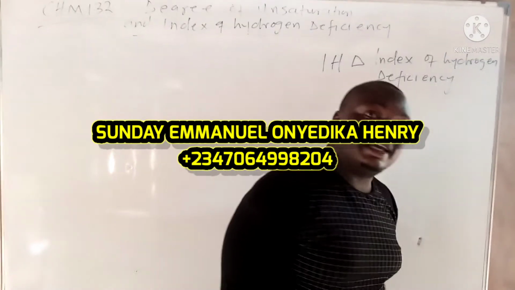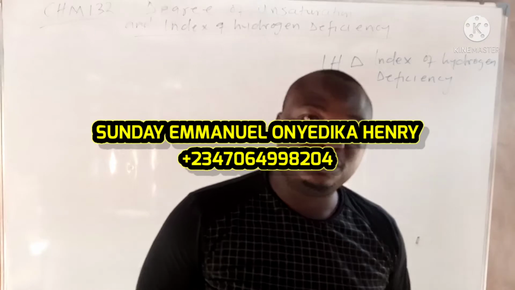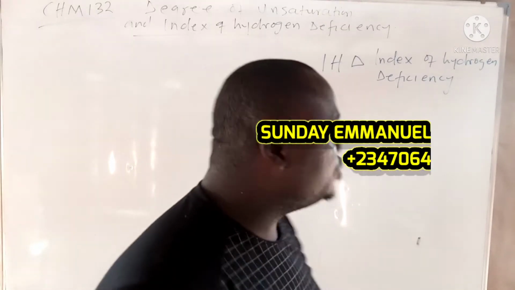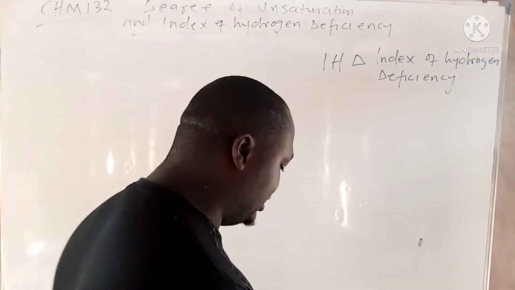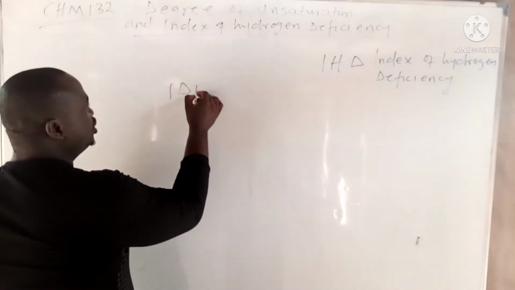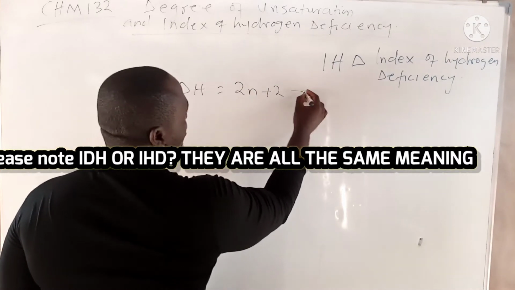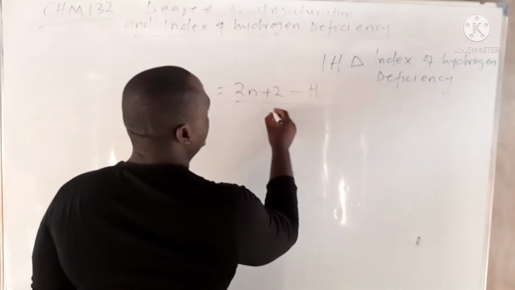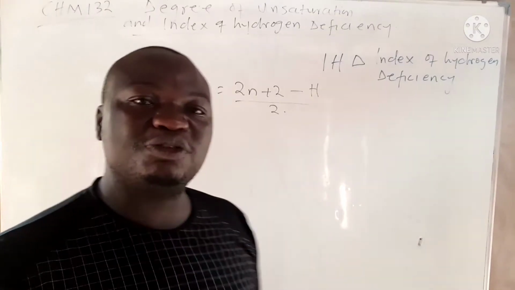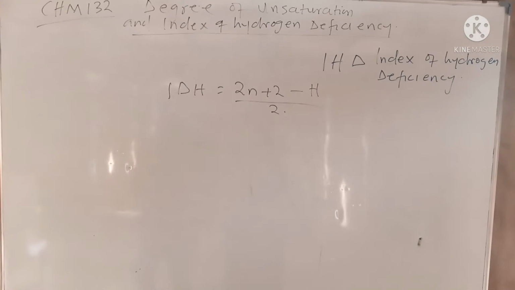Welcome. Degree of unsaturation and index of hydrogen deficiency. IHD, like I said here, is the index of hydrogen deficiency. Now, under here we're talking about how to get the index of hydrogen deficiency. We have a beautiful formula here. The IHD is equal to (2N + 2 - H) all over 2. In the course of this video, you will know how to use that formula to get the IHD.